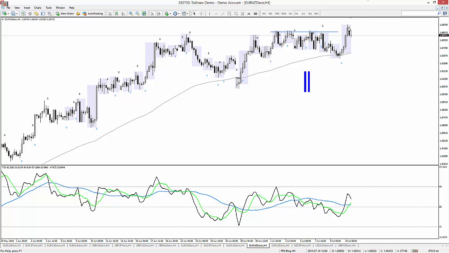So this is not railroad tracks. It's really not even an inside bar because this low is lower than this previous low. I think this is called a shadow or something.